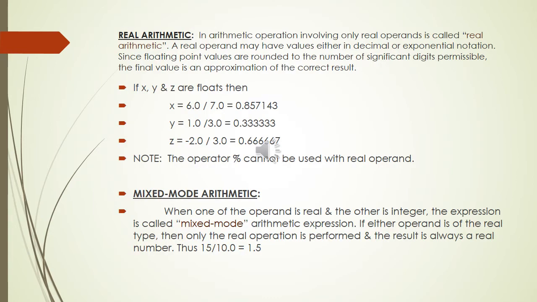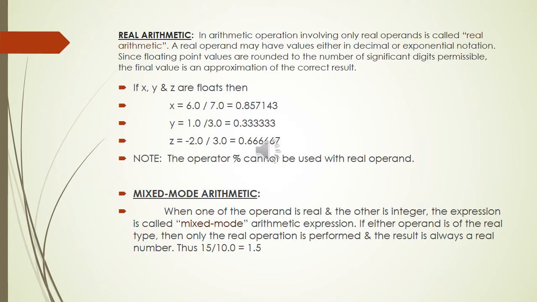Next is the real arithmetic. An arithmetic operation involving only real operands is called real arithmetic. A real operand may have values either in decimal or exponential notation. Since floating point values are rounded to the number of significant digits permissible, the final value is an approximation of the correct result. If x, y, z are float numbers, for example, x is equal to 6.0 divided by 7.0, it will take 0.857143. Like that for y and z. The operator mod cannot be used with the real operand. Only plus, minus, multiplication, division.